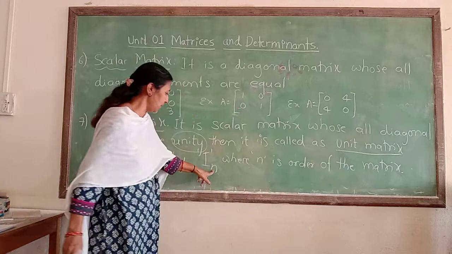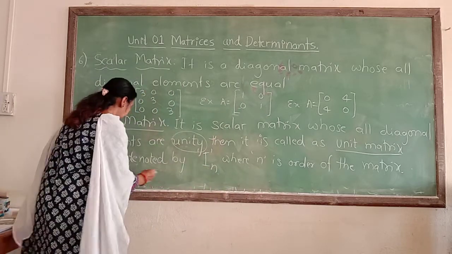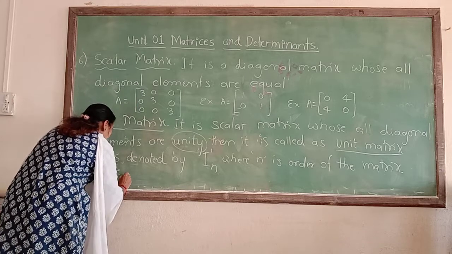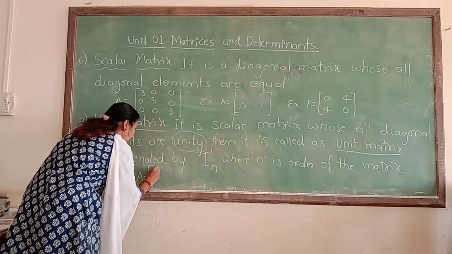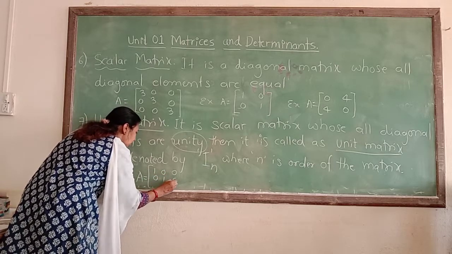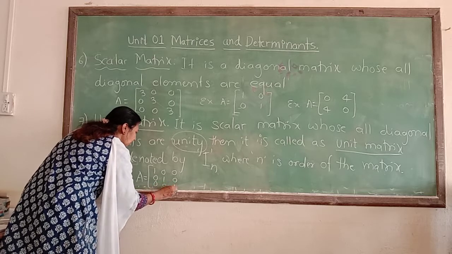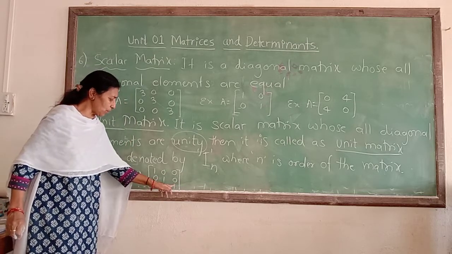Where this n is the order of the matrix. So what is a unit matrix? If I take an example here, unit matrix A is equal to 1 0 0, 0 1 0, 0 0 1. So it is a unit matrix. Diagonal elements are 1 here.